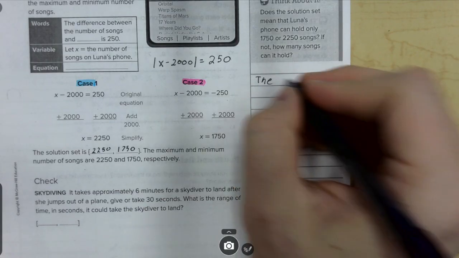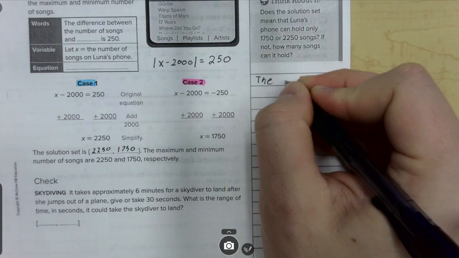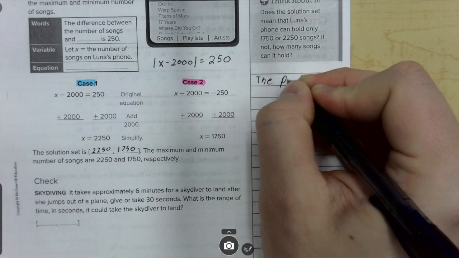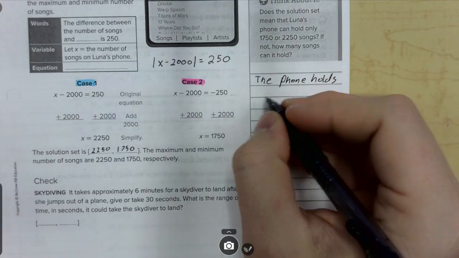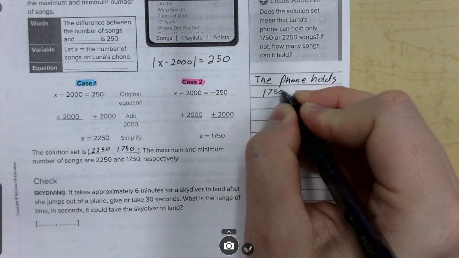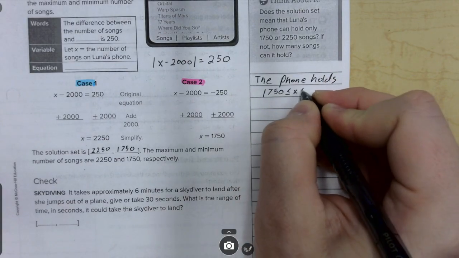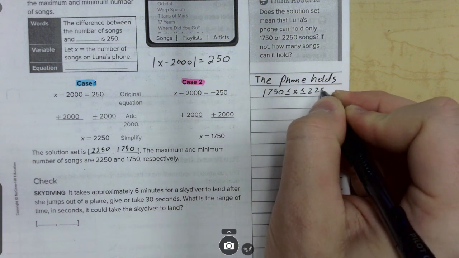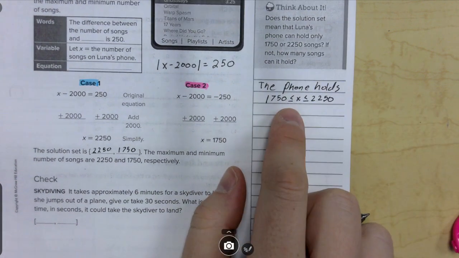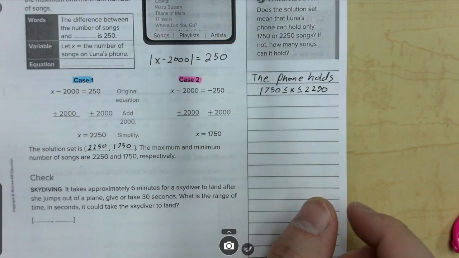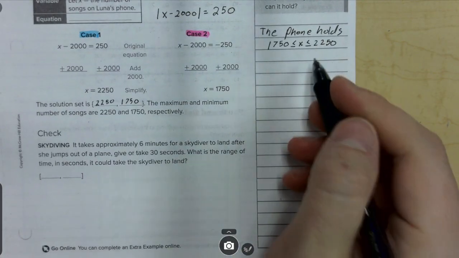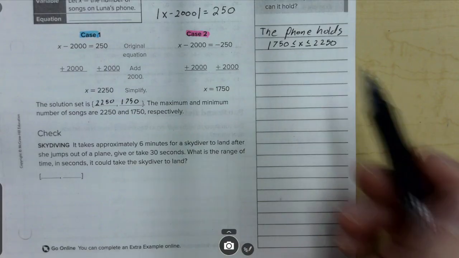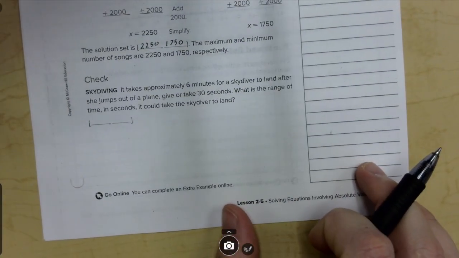So we could do this as an inequality. The phone holds 1750 less than or equal to x less than or equal to 2250. So the phone can hold anywhere in between those two. Honestly, it could hold 0 to this. But they're going with average phone capacity.